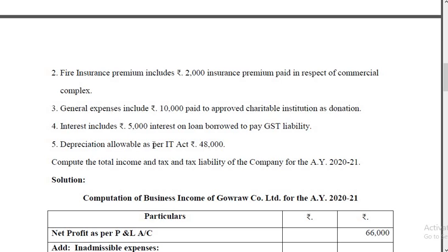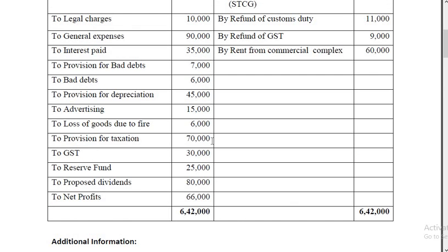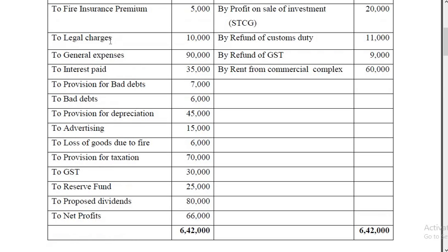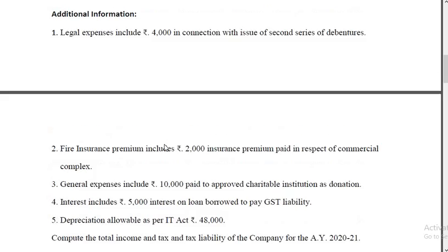Then depreciation allowable as per IT Act 48,000. But what is debited here? Okay, here you do not have depreciation as such. Whereas here is an item, provision for depreciation. Any provision for that matter is not allowed. Therefore, that should be added back. And the depreciation allowed as per section 32 should be deducted while computing business income. So compute the total income and tax liability of the company for the assessment year 2021.